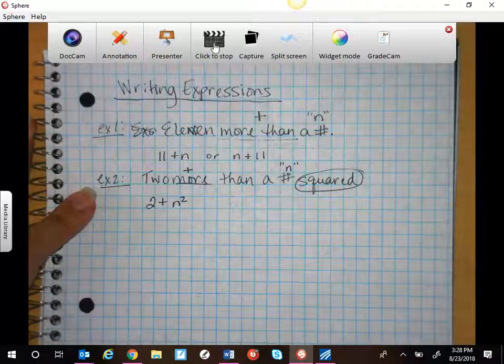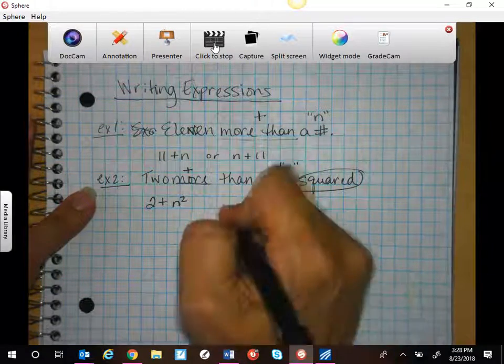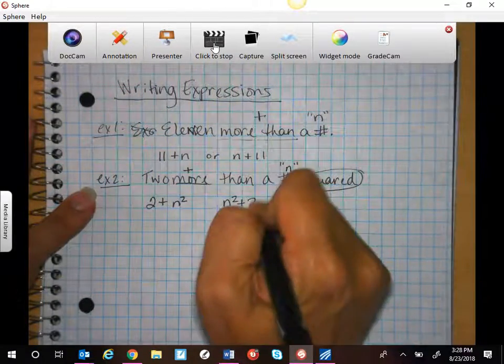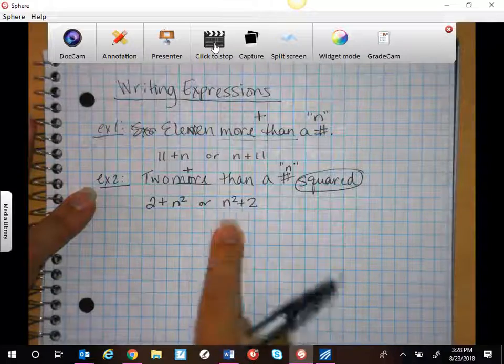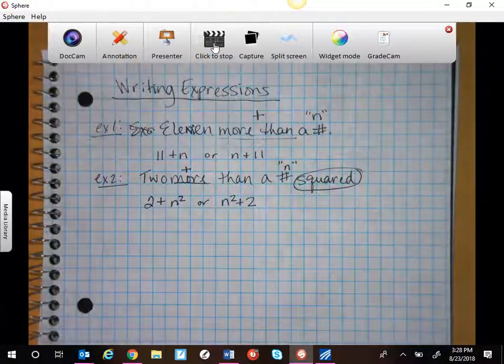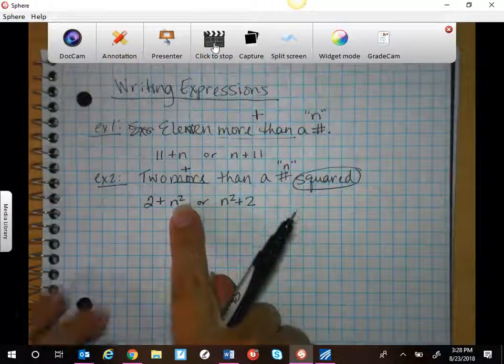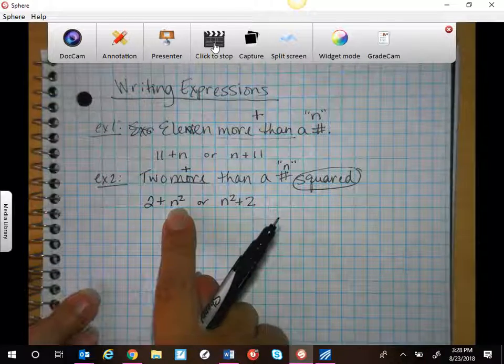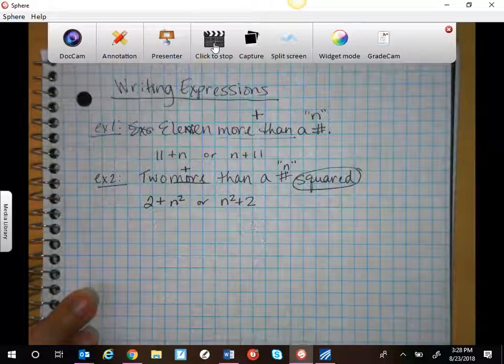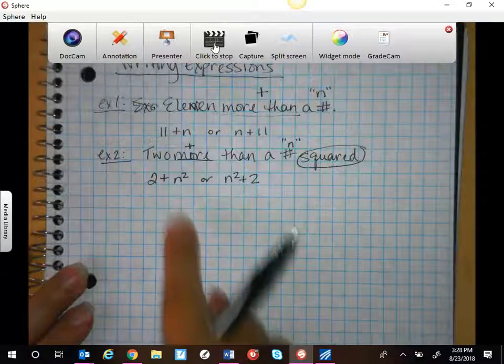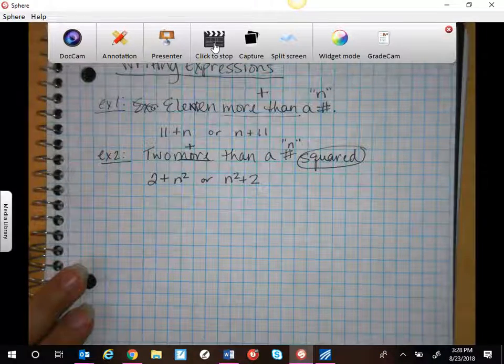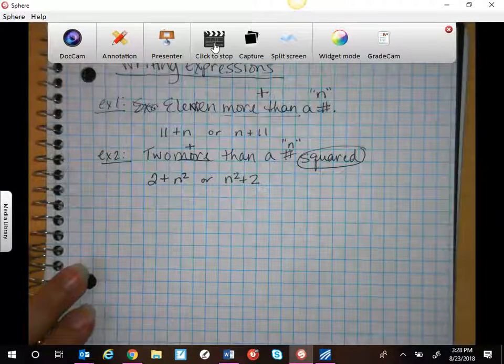Don't write n times n. We need to simplify it as much as possible. Or you can write n squared plus 2. Because, again, addition is commutative. And we know by order of operations that we would have to square this number before we could add 2 to it, no matter what order we're writing this in. We're only going to do 4 examples.